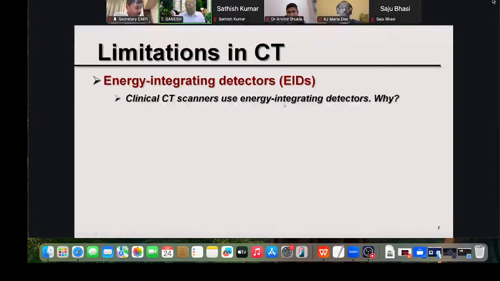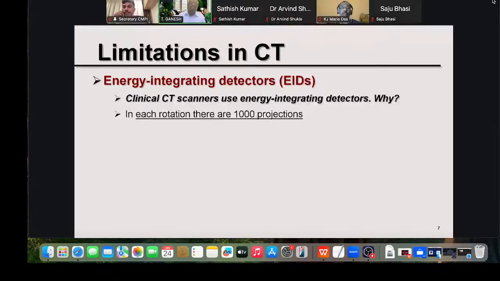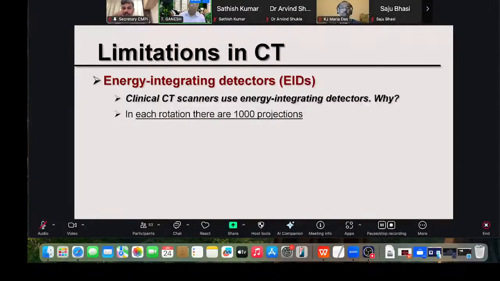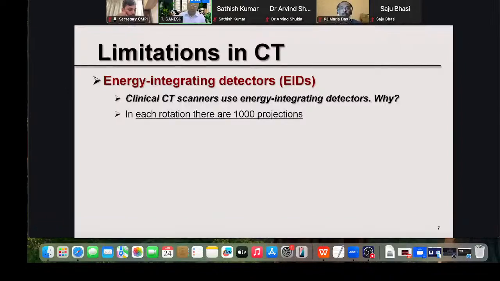Clinical CT scanners use these energy integrating detectors. Why do they have to use these energy integrating detectors? Let's see the reason behind that. First of all, in each rotation, we saw that the mu is obtained by rotating the X-ray tube and detecting the transmitted X-ray. So in each rotation, there are 1,000 projections from different angles.